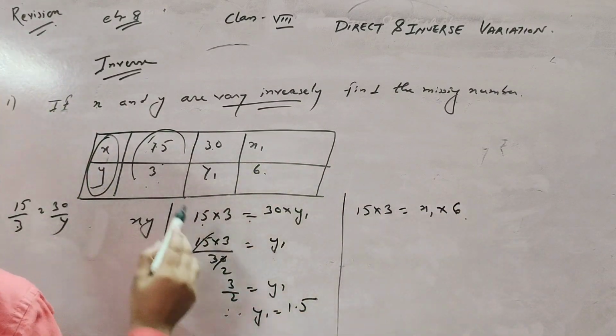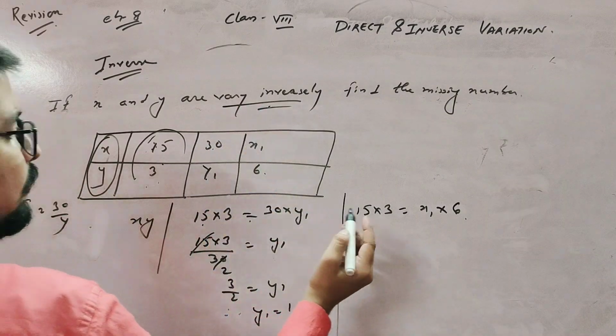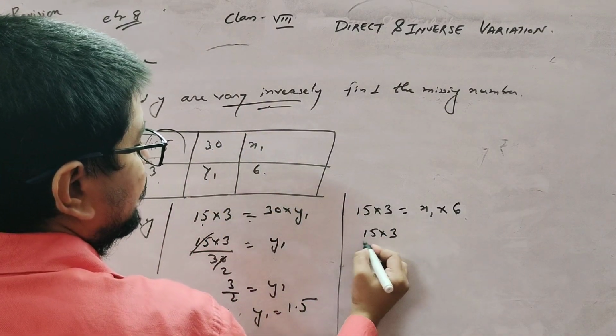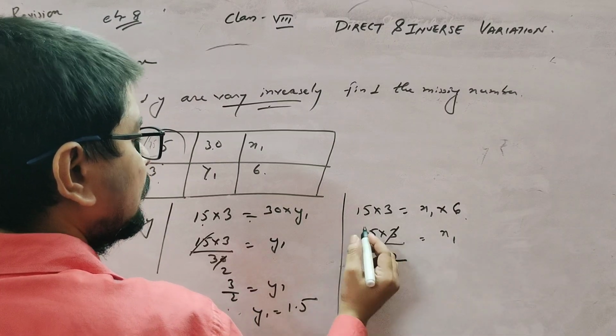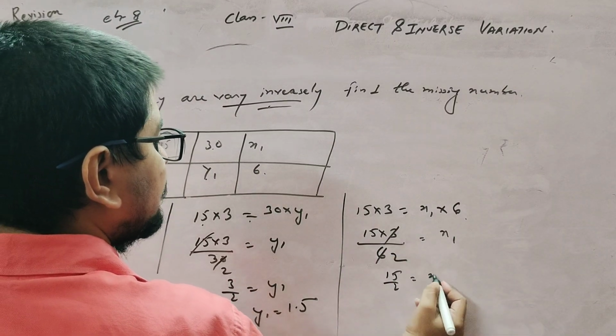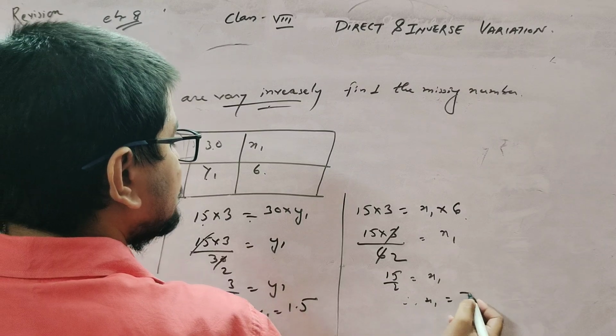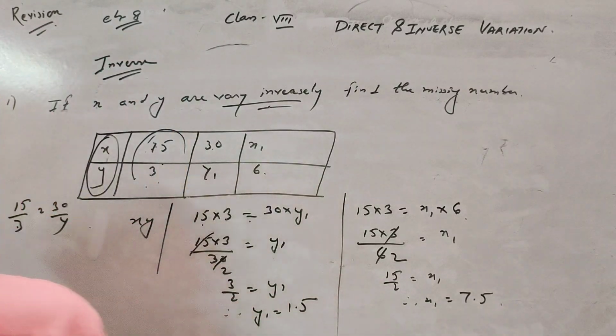Okay, now another portion. We write down easily 15 into 3 equals x1 into 6, because they are inversely. So 15 into 3 by 6 equals x1, this is 2. 15 by 2 equals x1, therefore x1 equals 7.5. Okay, note.